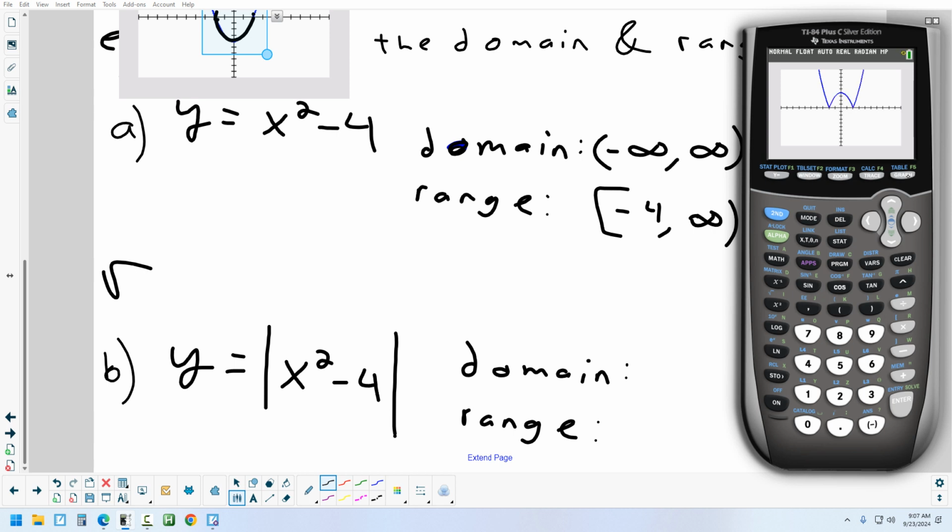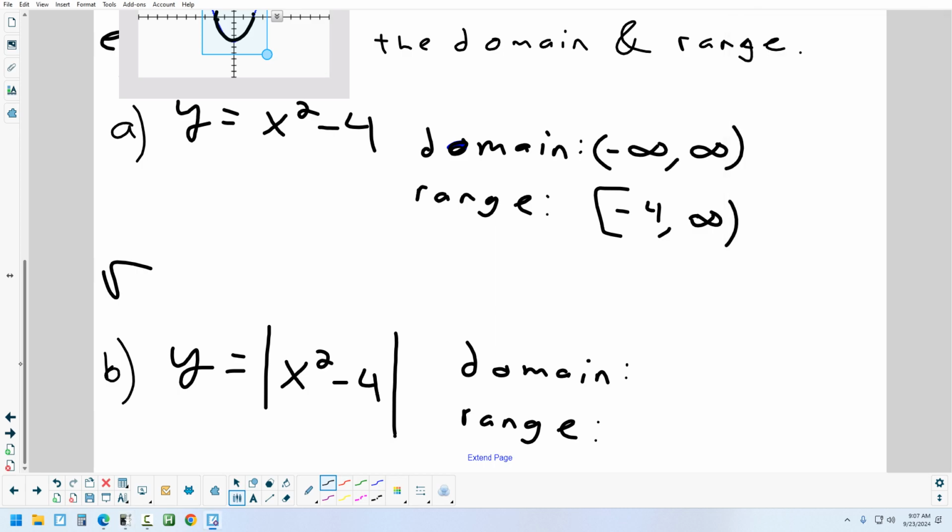Okay, so again, where it tried to go negative, the absolute value didn't let it. It took that part and flipped it up. Okay, so looking at the domain, any fractions with letters in the bottom? No, you still don't have that. Any square roots here? No. So what's the domain? Negative infinity, positive infinity. Yeah, the domain doesn't change. There's no change at all. You can still plug in any number you want.